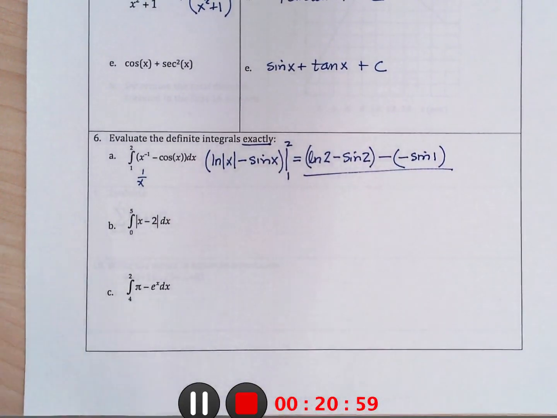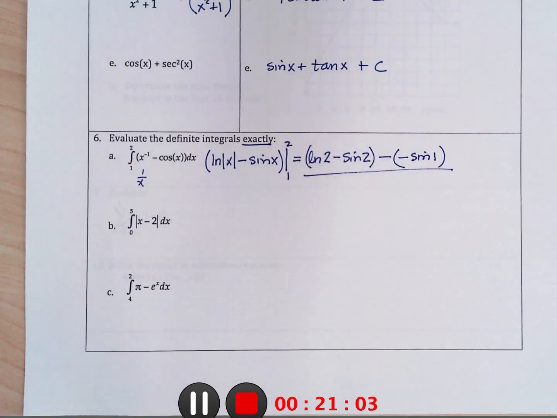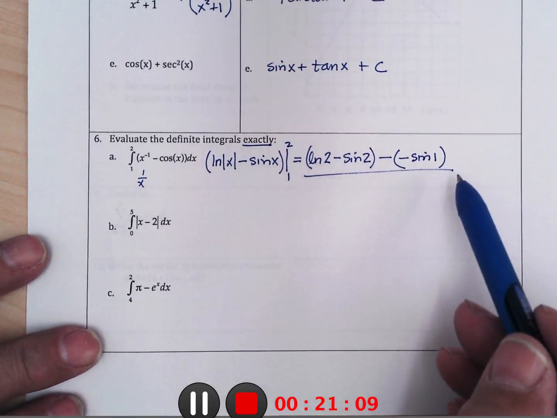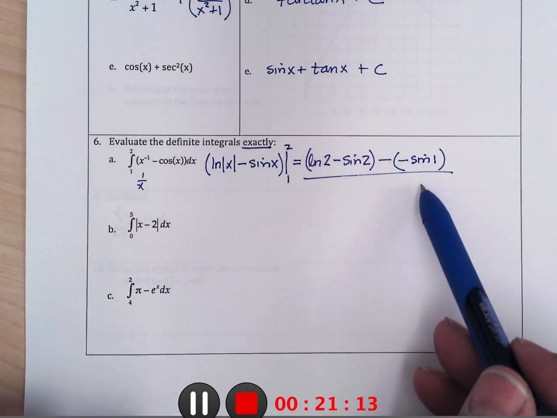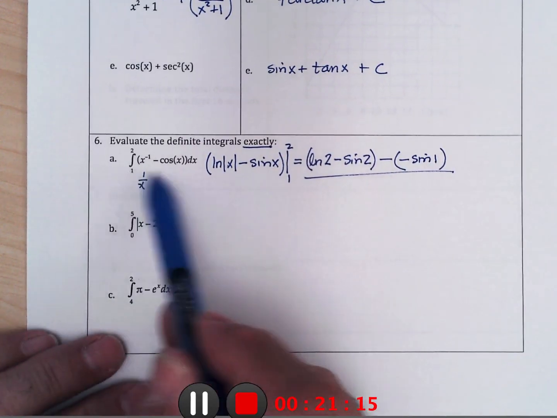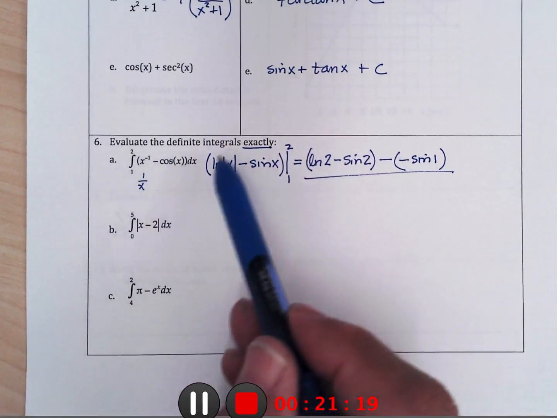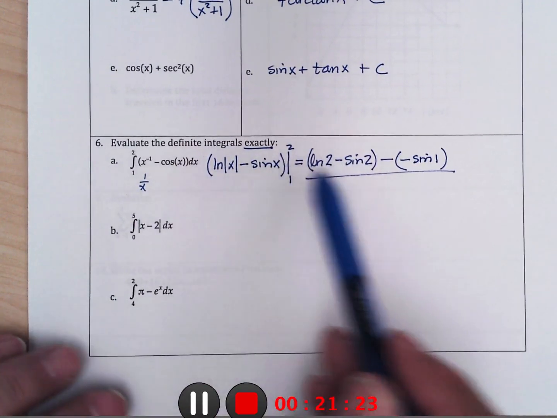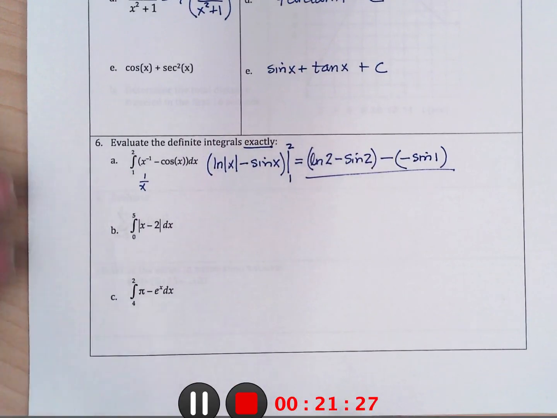Now you could change this to plus sine 1, minus minus is plus, but if you put this into your calculator and get the decimal approximation, that's a nice way to check this, and you can type this into your calculator and do the second calculate, the area. But this is an exact answer. I want the exact answer.